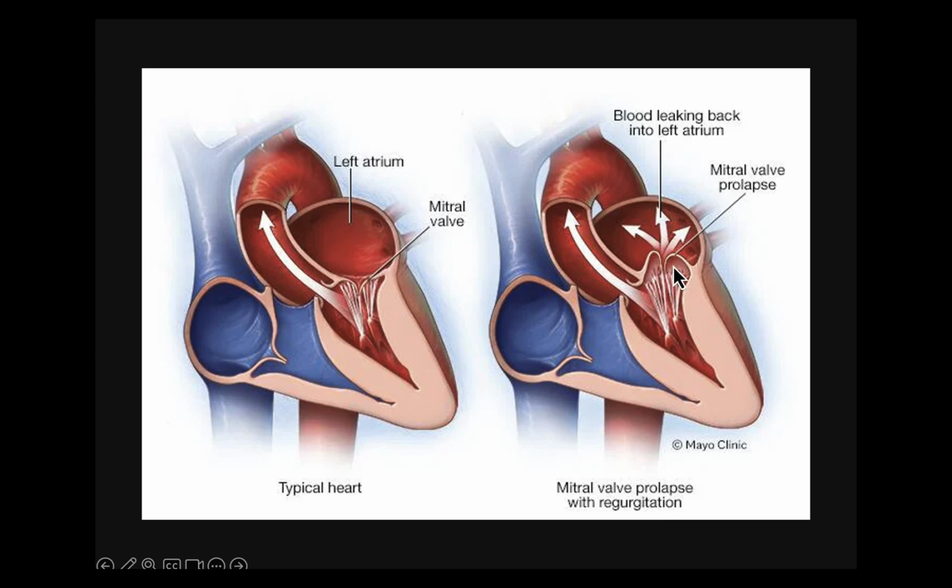But in a prolapse, this is what happens. The valve actually gets pushed up into that left atrium, and little bits of blood leak through this valve because it's not closed all the way, instead of all of the blood going back in up through the aorta. So there's some prolapse with regurgitation.